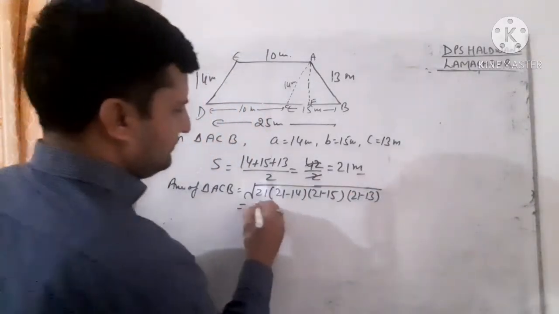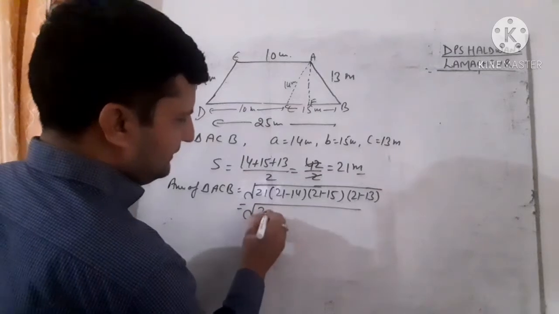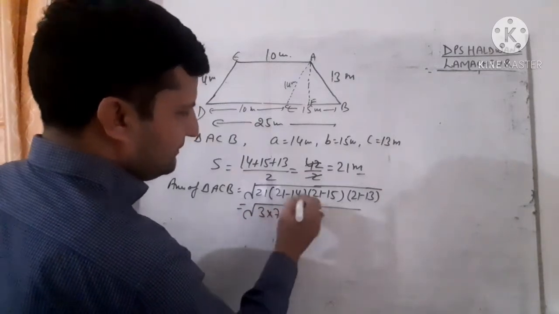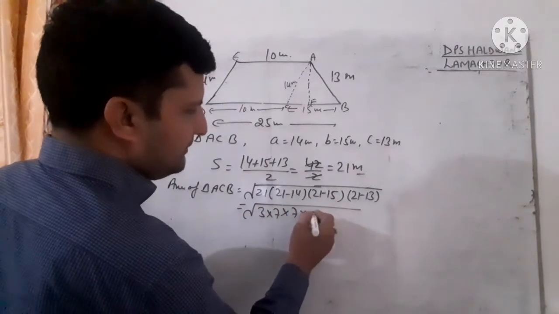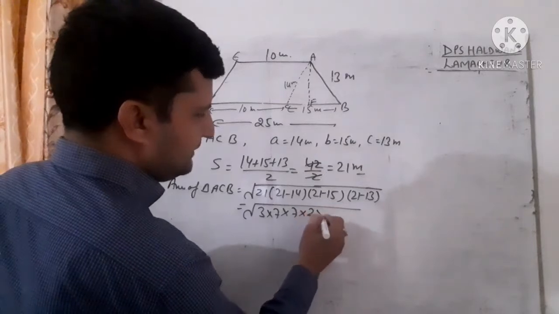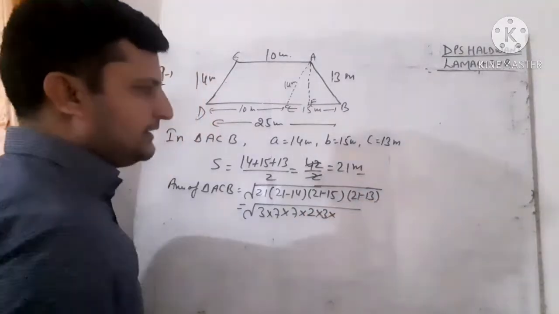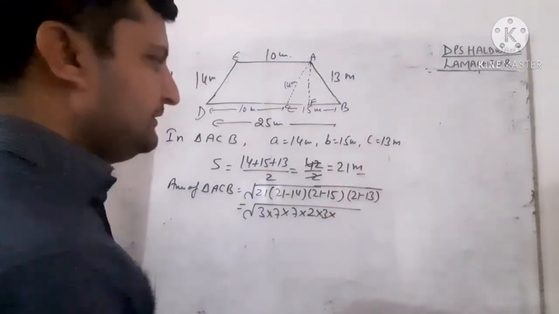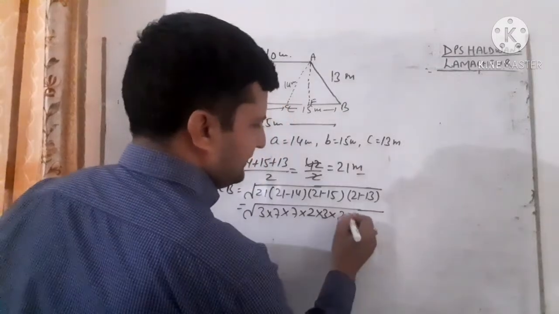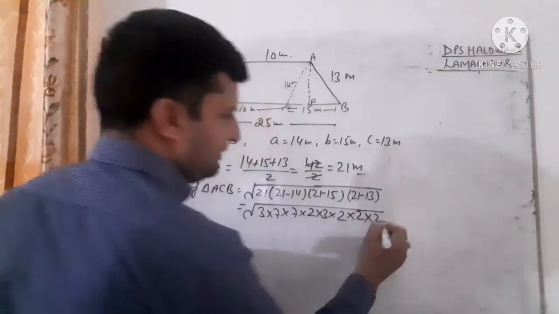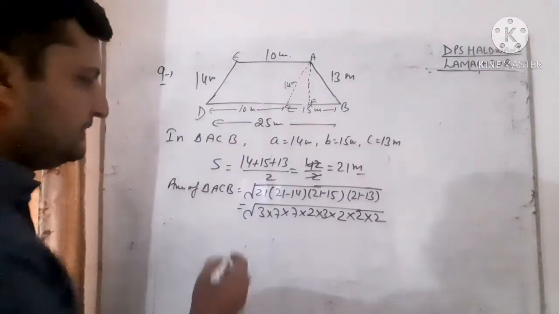So students, root 21, we can write it 3 into 7. This is 21 minus 14 is 7. 21 minus 15 is 6. 6 we can write it 2 into 3. And 21 minus 13 is, students, 8. So 8 we can write it 2 into 2 into 2. I have written it directly, so you can solve it.